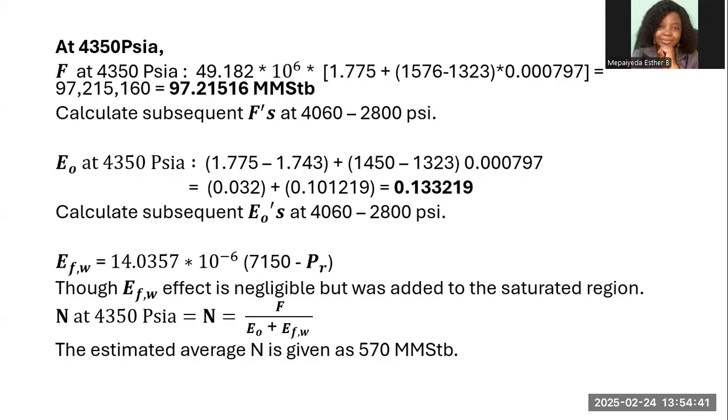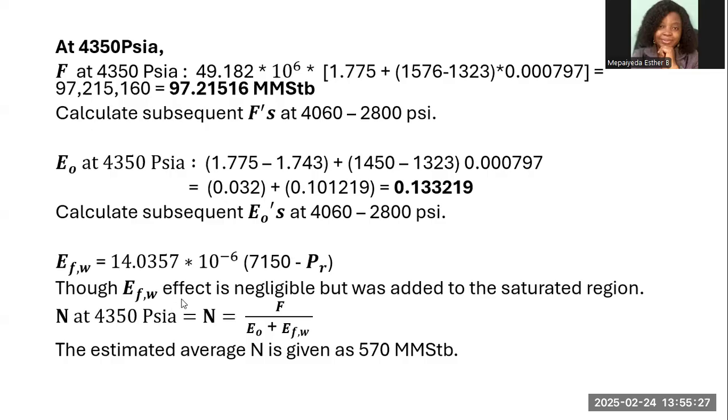So why it is negligible is because sometimes if you add it, you won't see the effect. Okay, whether you add EFW or not in the saturated state, you may not feel the effect on the N, on the estimated N. But in this case, we decided to add it. Okay, so you have your N equals F divided by EO plus EFW. Okay, so you have the estimated average N to be given as 570 mmSTB. So estimate your EFW at each of the corresponding pressures.